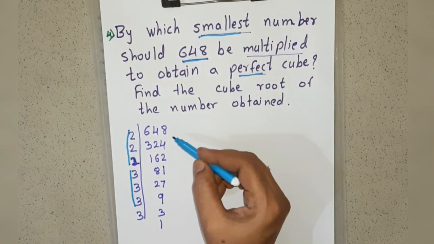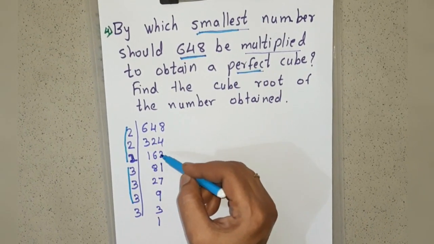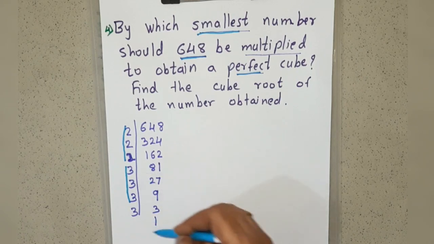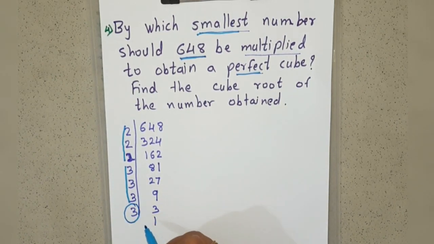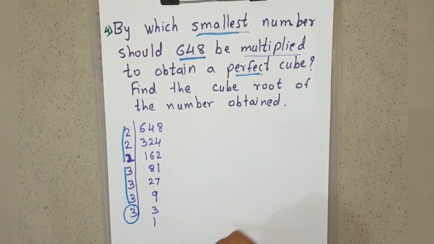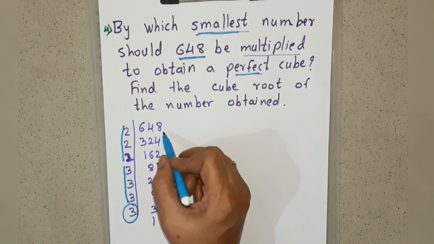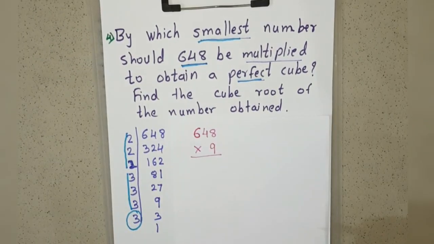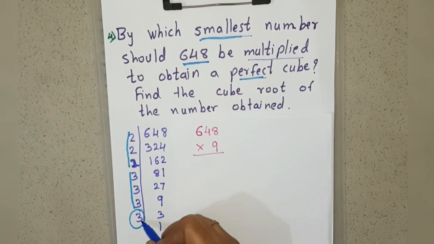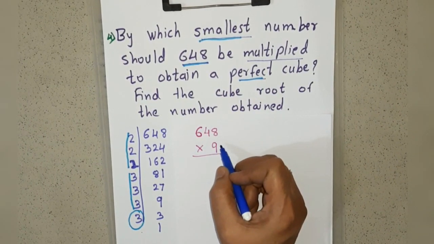Okay, so look, 648 divided by 2, I got 324. 324 divided by 2, I got 162. And completing the prime factorization, the 3 is left alone. So I'll need 2 more 3s to form 1 more triplet. So the smallest number by which 648 should be multiplied is 3 and 3. So the number we need is 2 more 3s. 3 3s are 9. So we multiply 648 by 9.